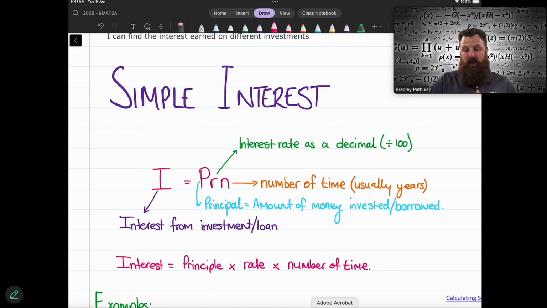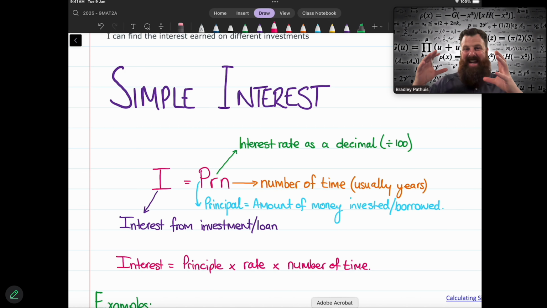R is our interest rate, and our interest rate is most often given to us in a per year situation. You quite often see PA written at the end of it. We always want our interest rate to be expressed as a decimal, so we're going to end up dividing it by 100.